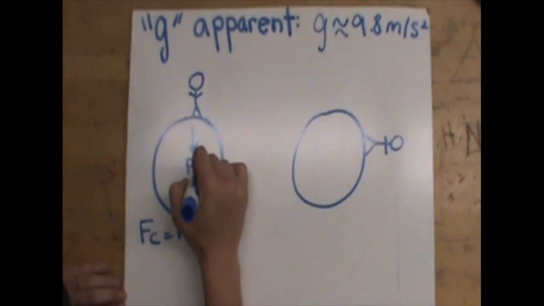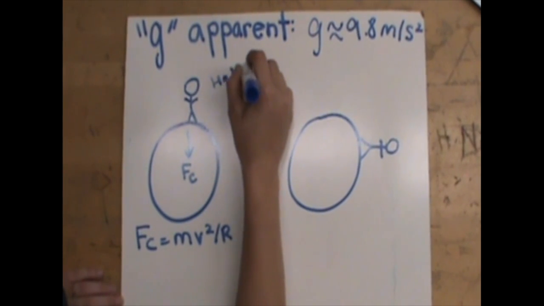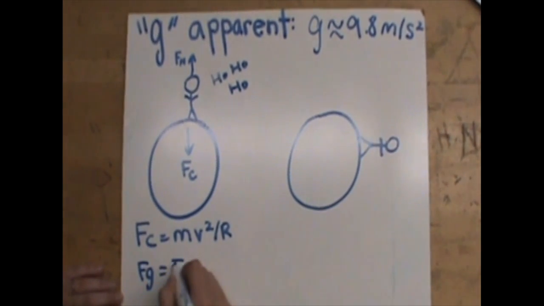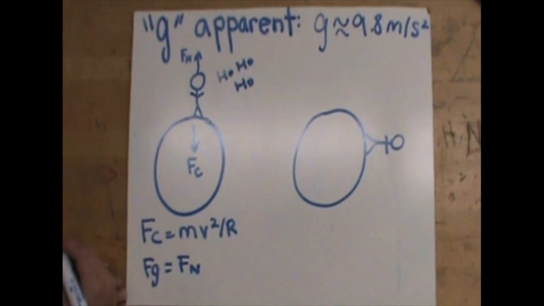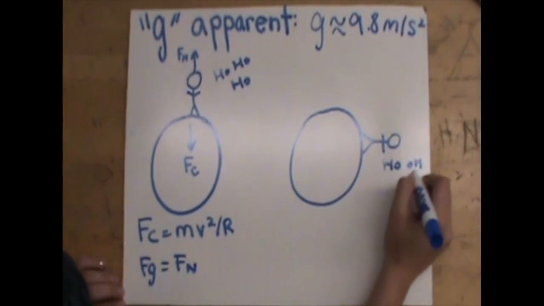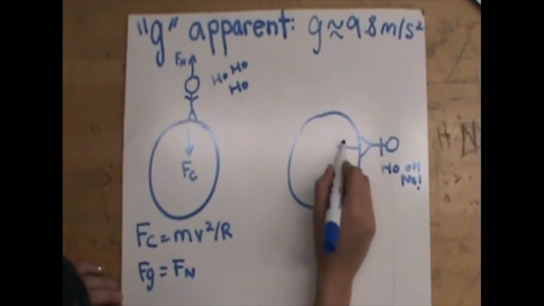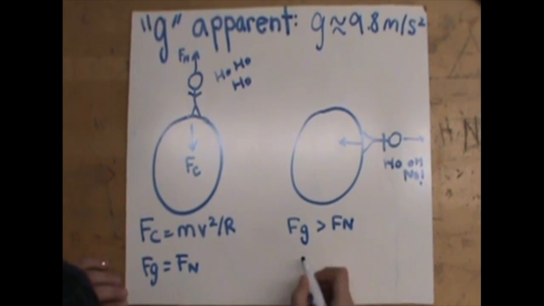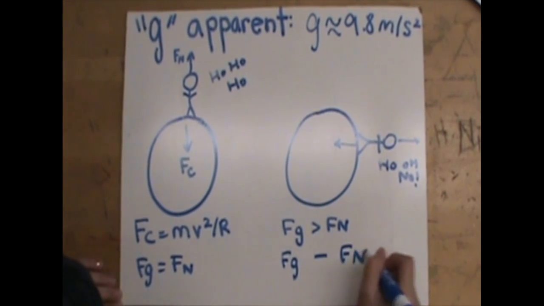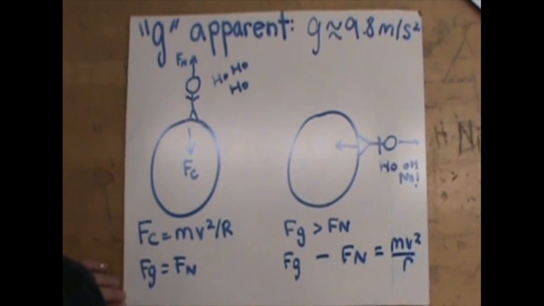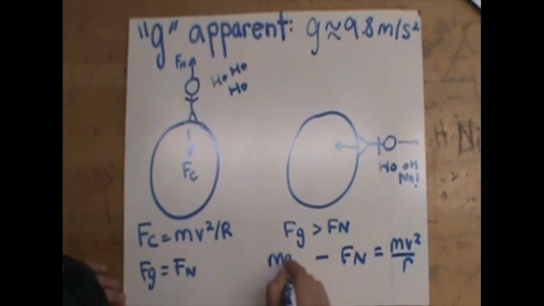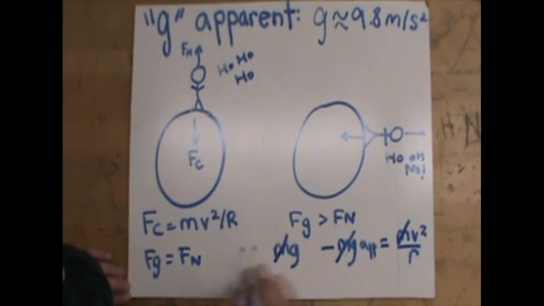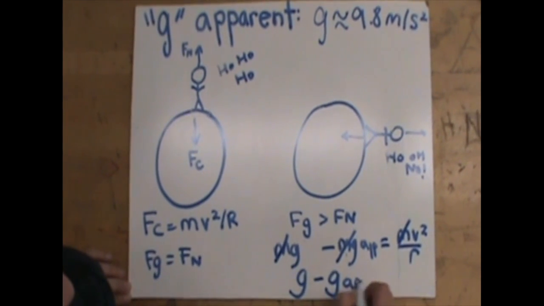Imagine Santa Claus standing on the top of the Earth at the North Pole. Here, his weight is equal to the normal force and he is not accelerating. Another way of saying this is that Fg equals Fn. However, if Santa Claus were moved to Egypt, his weight must be greater than the normal force in order to keep a net centripetal force toward the center of the Earth. Therefore, we can say that Fg is greater than Fn. Another way of saying this is that Fg minus Fn is equal to the centripetal force, mv squared over r. Substituting mg equals Fg and mg apparent equals Fn, and canceling out the masses, we get the equation that g minus g apparent is equal to v squared over r.